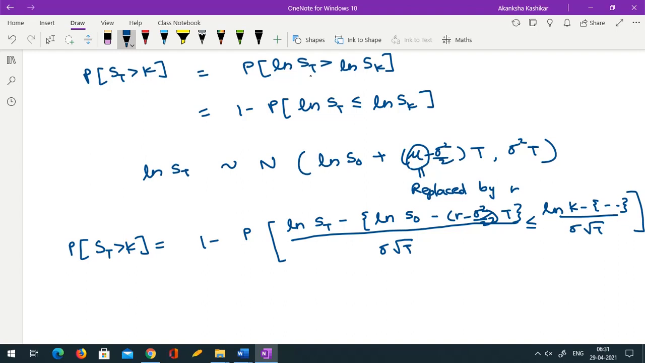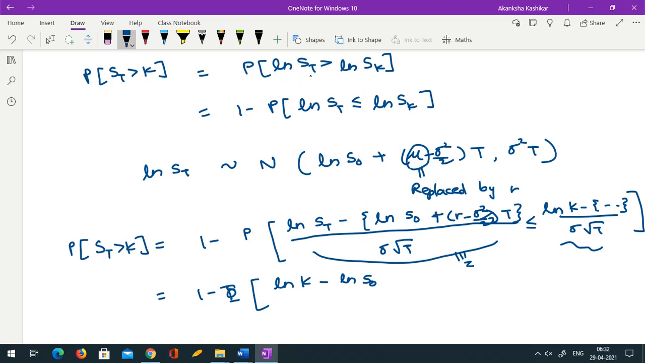Okay, so this is 1 minus, and now this becomes my standard normal variate, correct? Because I have a normal variate minus its mean divided by standard deviation. So this is the CDF of the standard normal variate at this point. So what is this point? ln of K minus ln of S_0, this has to be plus here. Okay, outside the bracket it would be minus. So ln S_0 plus r minus sigma squared by 2 times T, divided by sigma root T.